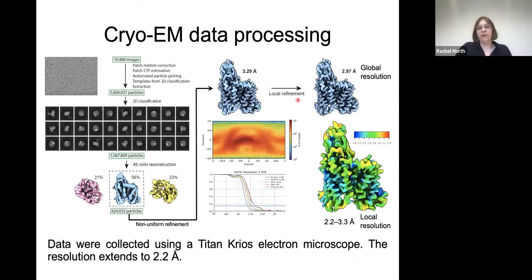After many rounds of refinement, in the end, we were left with gold standard maps with a global resolution of around 2.97 angstroms. If you have a look at the local resolution map at the bottom right here, you'll see that the local resolution actually extends to even 2.2 angstroms in some areas. This is indicated in the blue and cyan color, predominantly through the middle here. The lower resolution is at the top of the nanobody, which makes sense considering we couldn't see our megabody in the map.